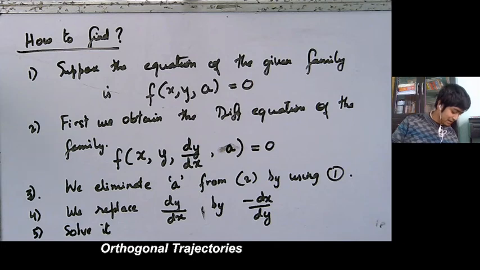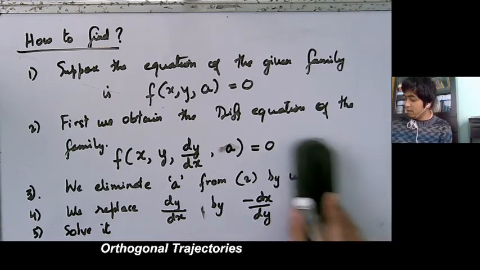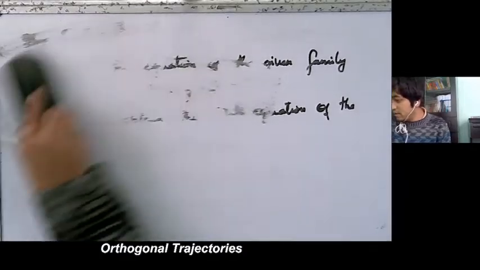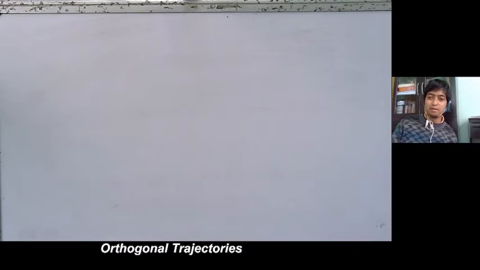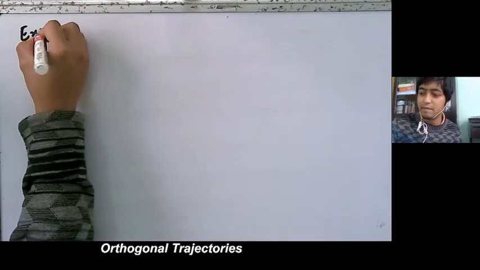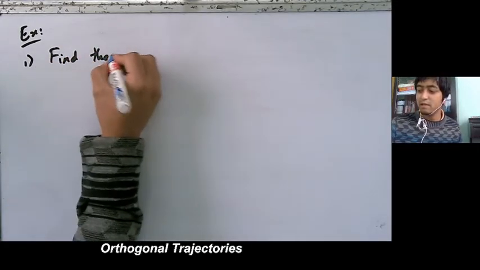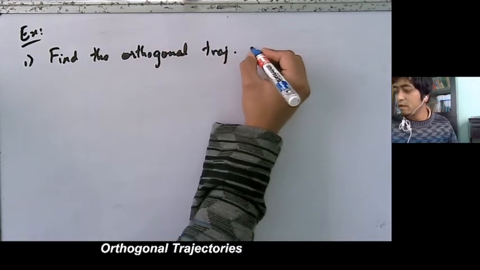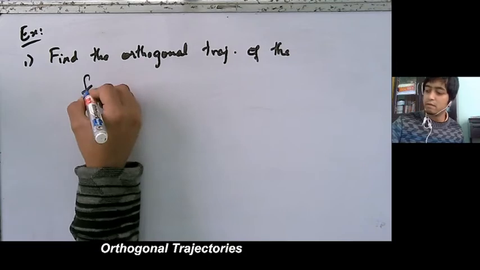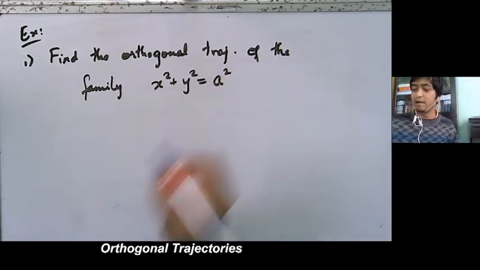Okay, so let's see. I will give a very easy example first. Do remember the steps, it's very important. So exercise. The first one will be find the orthogonal trajectories of the family x squared plus y squared equal to a squared.